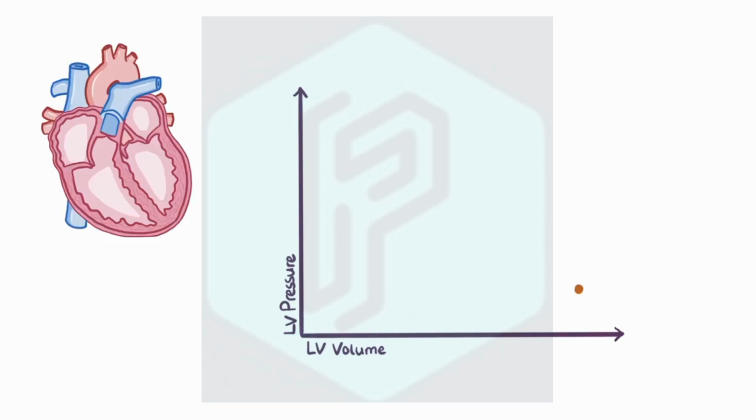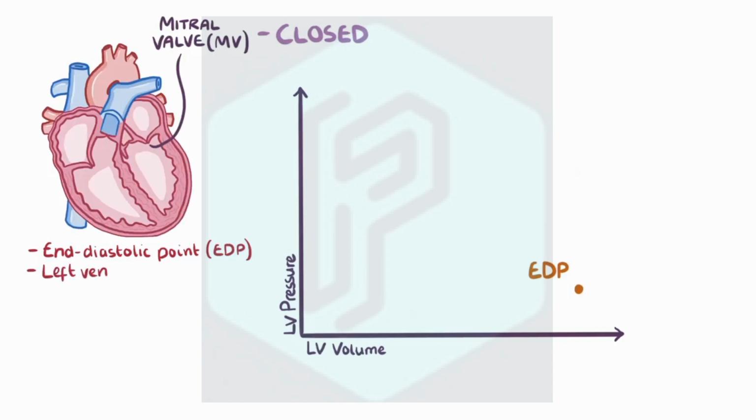The bottom right-hand corner of the graph is called the end diastolic point. And you guessed it, that's the point in the cardiac cycle when diastole is over. So at this point, the mitral valve is closed and the left ventricle is filled with the maximum amount of blood that can be inside it. And that amount is known as the end diastolic volume.